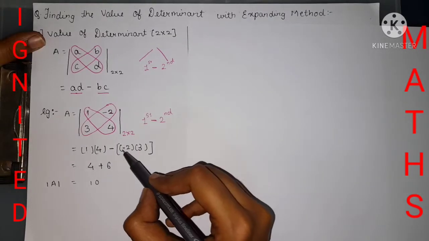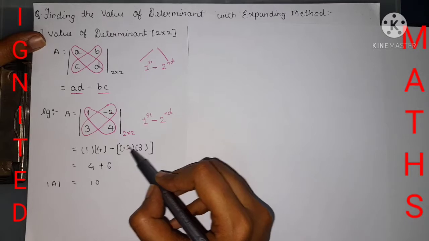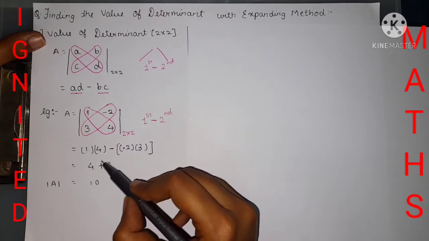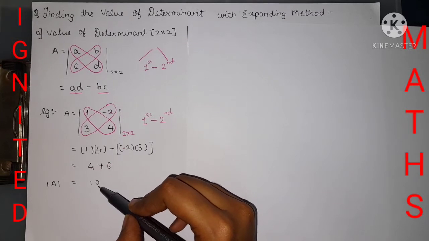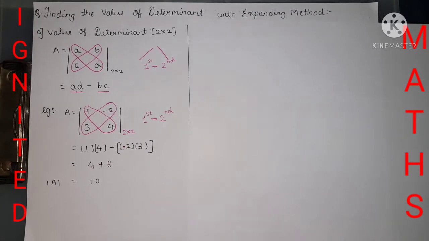1 into 4 is 4, 3 into 2 will be 6, and minus into minus will be plus. If you find the answer 4 plus 6, then you get the answer 10. This is how we find the value of a determinant of 2 cross 2.